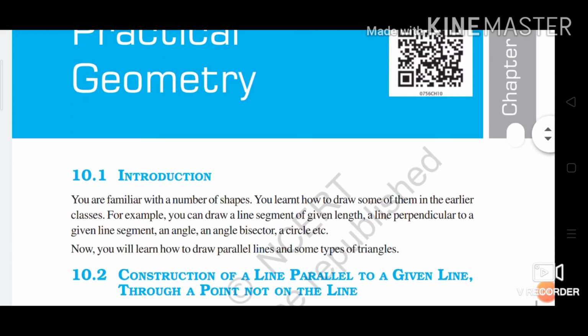So you are familiar with a number of shapes. You learned how to draw some of them in the earlier classes. For example, you can draw a line segment of given length, a line perpendicular to a given line segment, an angle bisector and a circle. This much you have already done. How to construct them, that knowledge you have already gained in the previous class.